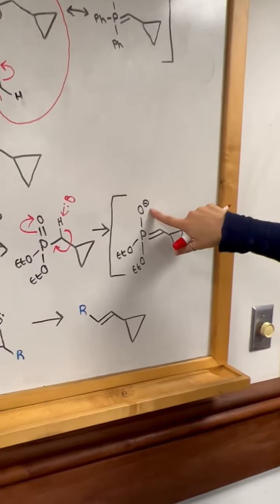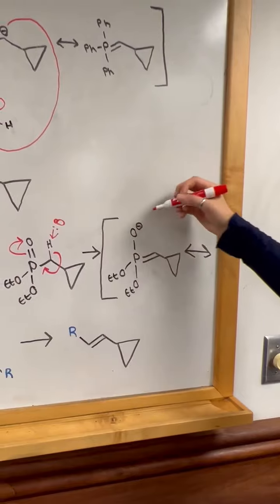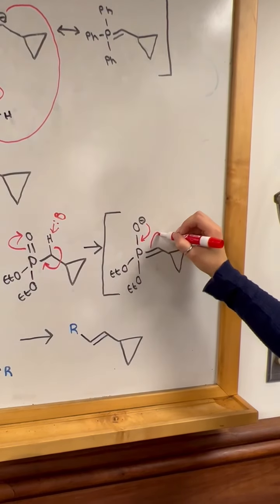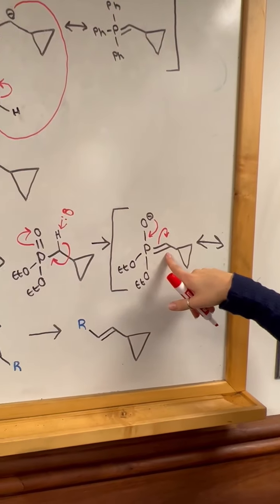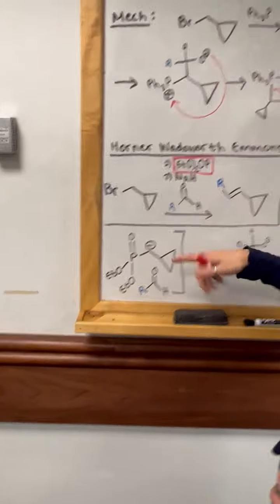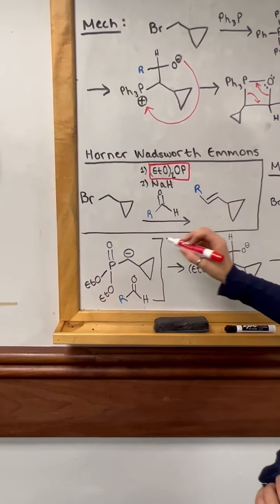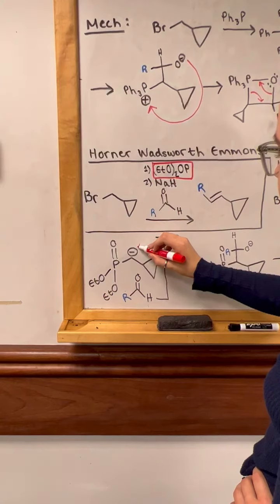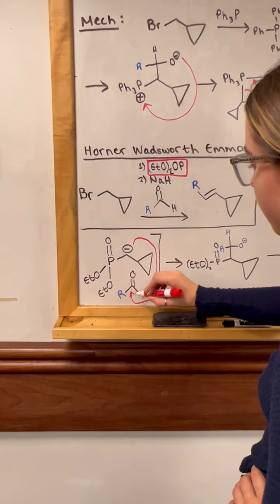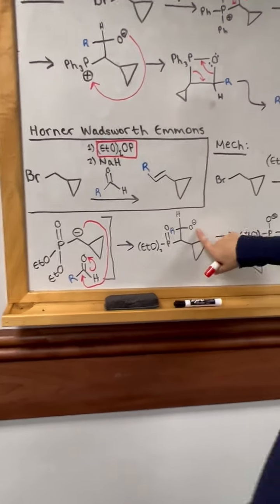So now we have a negatively charged oxygen, which can then go through resonance to put the negative charge back on this carbon, which will form this compound. Then, pretty much exactly the same as the Wittig, we're taking the electrons from here on the negative and attacking the aldehyde, putting the electrons back up on the oxygen.